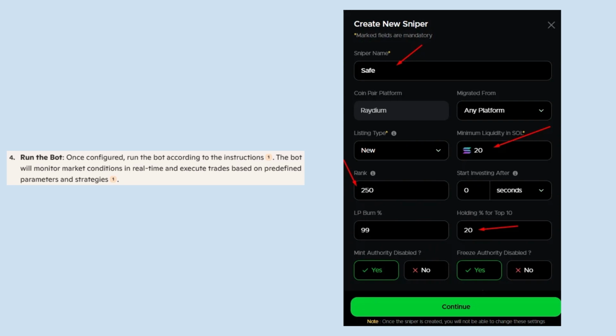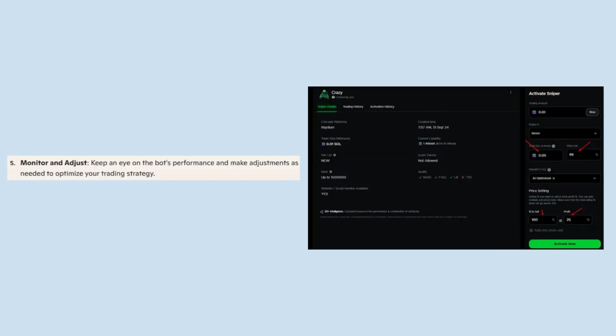The bot will monitor market conditions in real time and execute trades based on predefined parameters and strategies. Keep an eye on the bot's performance and make adjustments as needed to optimize your trading strategy.